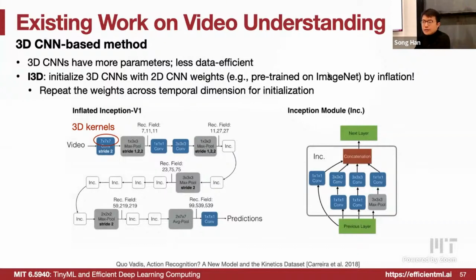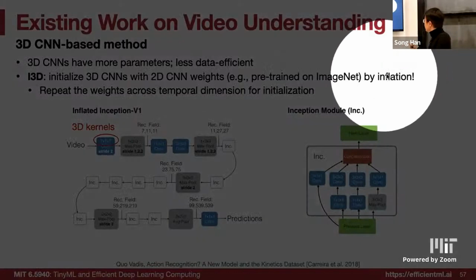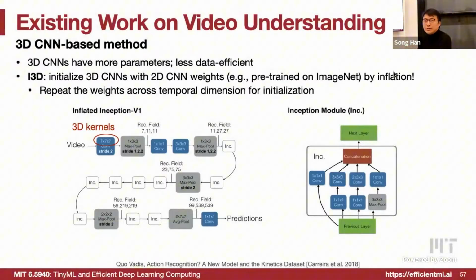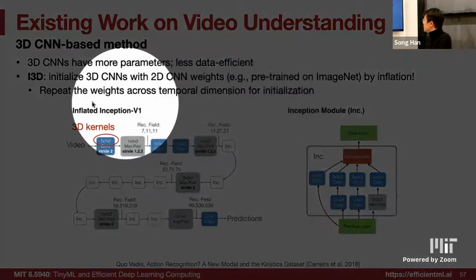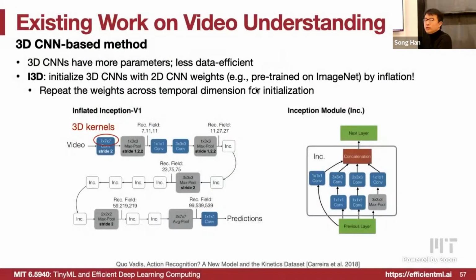And how do we initialize a 3D CNN using a 2D CNN? The technique is called inflation. The idea is to repeat the weights across the new dimension, repeat them multiple times across the temporal dimension for initialization. The same weight repeated several times. For example, if you have a kernel size of 3 in the temporal dimension, you just repeat the original 2D CNN weights 3 times to initialize that. And the 2D kernel now becomes a 3D kernel.